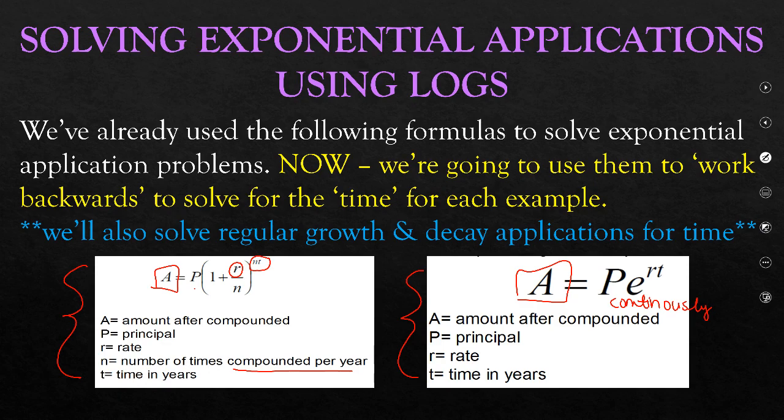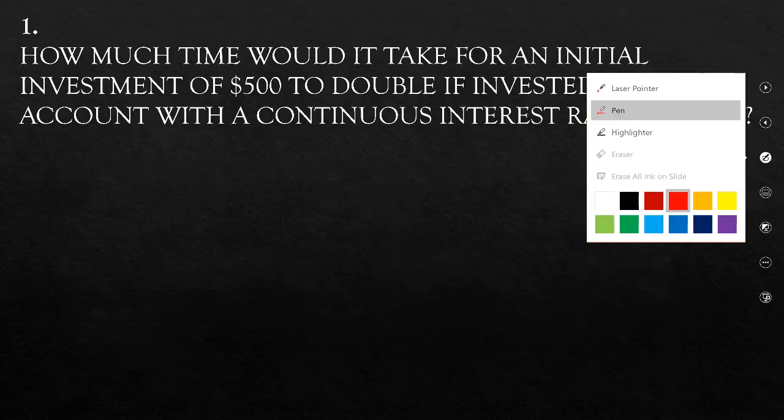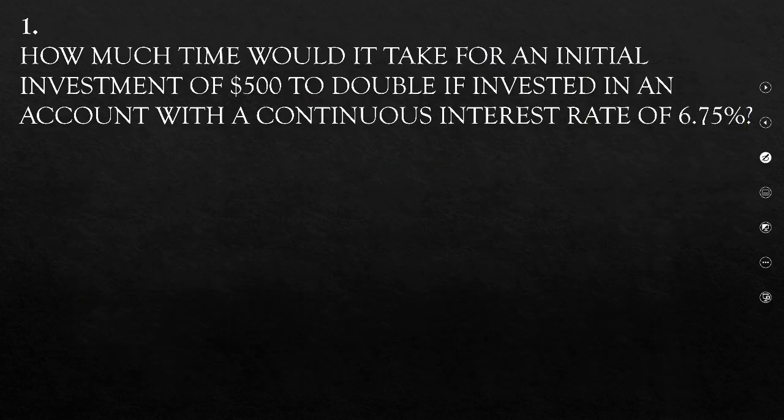This set, we're actually going to be working our problems backwards. So we're going to be looking for how long does it take for something to double or triple or become a certain amount. So here is our first example. How much time would it take for an initial investment of $500 to double if invested in an account with a continuous interest rate of 6.75%?